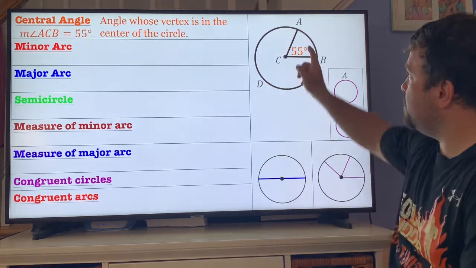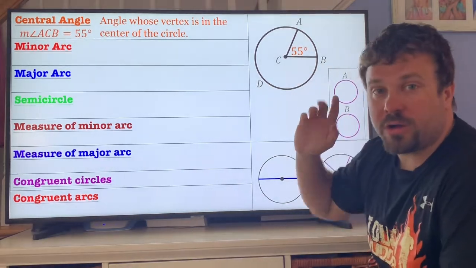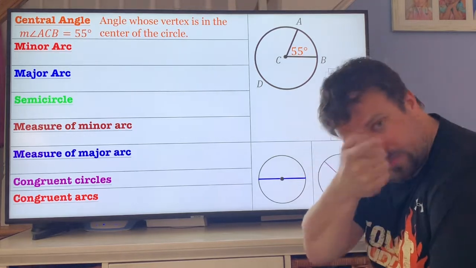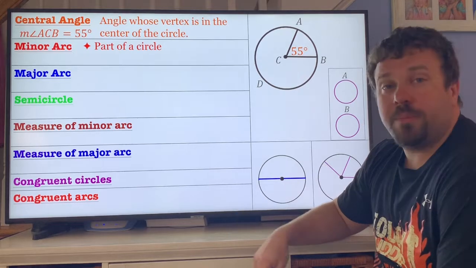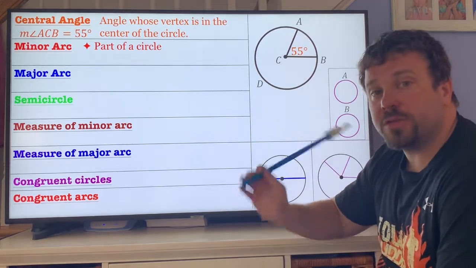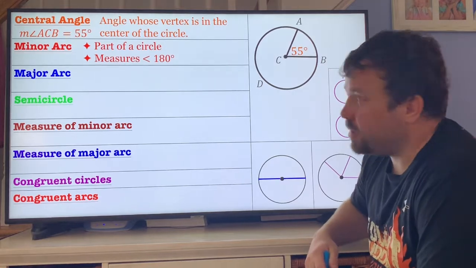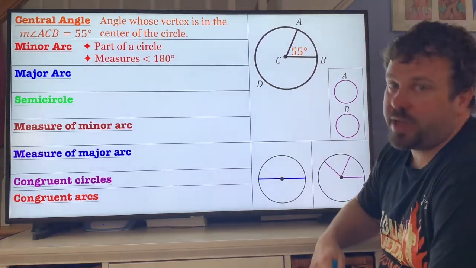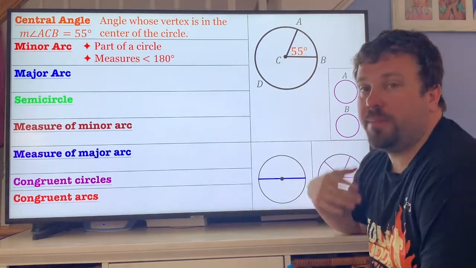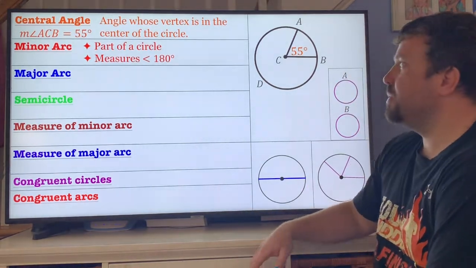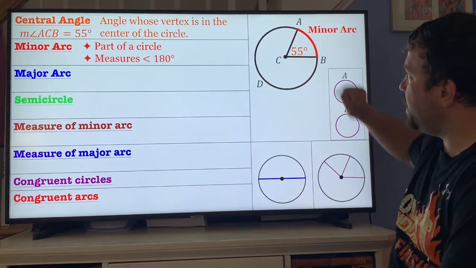Now, we're going to use that central angle to create a minor arc. What's a minor arc? It should be a part of a circle. Now, what part of a circle do you think it is? It's the smaller part, the one that's under 180 degrees. 180 is half a circle, so if the angle is less than 180, it's a minor arc, okay? Right here, your minor arc would be AB, right?